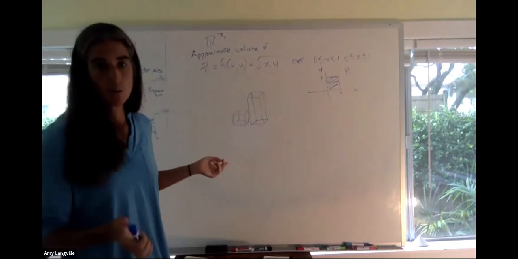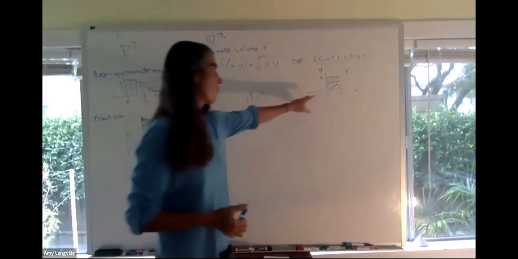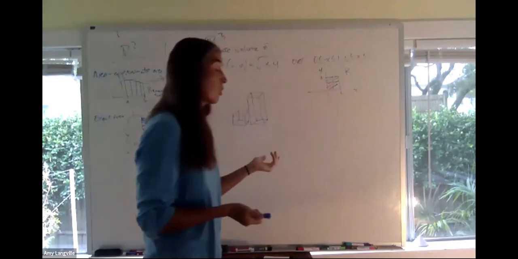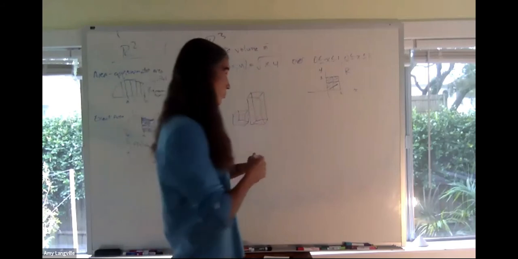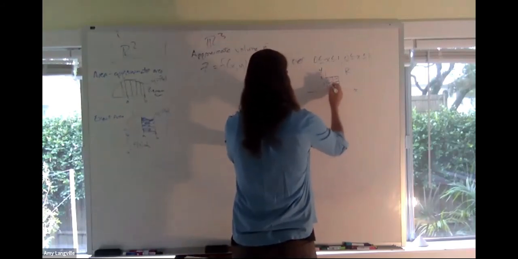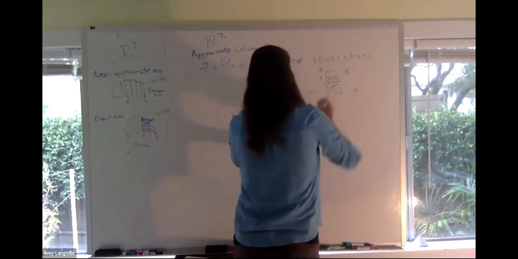Well, what is the volume of those? Length times width times height. No problem. And you can easily figure out the area of the base times the height. So the area of the base in this particular example, no problem, right? This is a half right here. This is a half. So the area of each of these squares is a half times a half is a quarter.